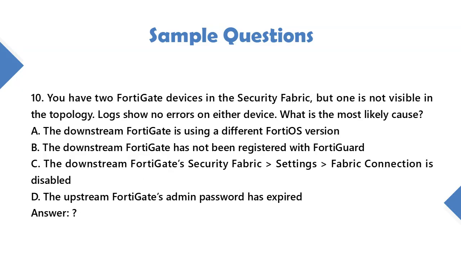10. You have 2 FortiGate devices in the security fabric, but one is not visible in the topology. Logs show no errors on either device. What is the most likely cause? A. The downstream FortiGate is using a different FortiOS version. B. The downstream FortiGate has not been registered with FortiGuard. C. The downstream FortiGate's Security Fabric settings, Fabric Connection, is disabled. D. The upstream FortiGate's admin password has expired.